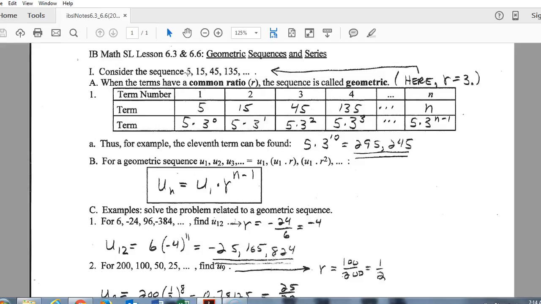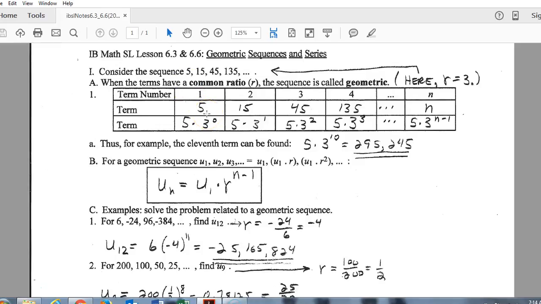If you're ever trying to figure out what it is that's being multiplied, and obviously this one's easy to figure out. This one you're multiplying times 3 every time. But for some of the tougher ones, fractions, decimals, whatever, you can always work backwards by division. So if I take any term and divide it by the previous term, I can do that to figure out what my common ratio is if I'm not sure. So it's always an easy way to figure out the common ratio.